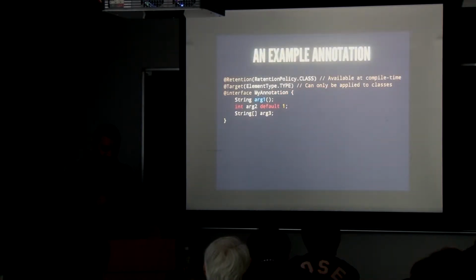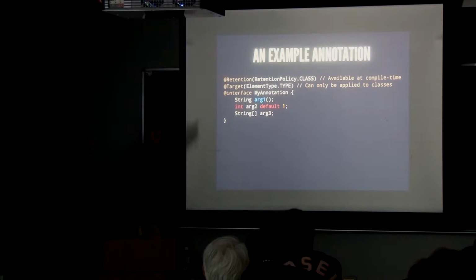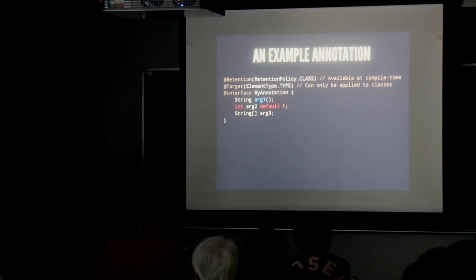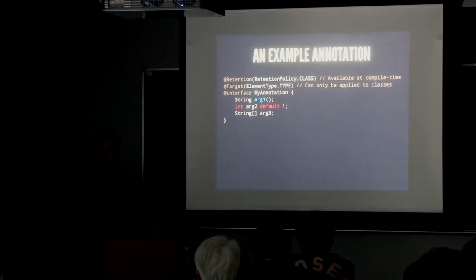So here's a very simple annotation. We say that we want this annotation to be available at compile time, and it can only be applied to classes, which in this context are called types. And it accepts 3 arguments. One is a string, one is an integer, and one is an array of strings. So it's pretty straightforward. There's nothing crazy here. It's very simple.